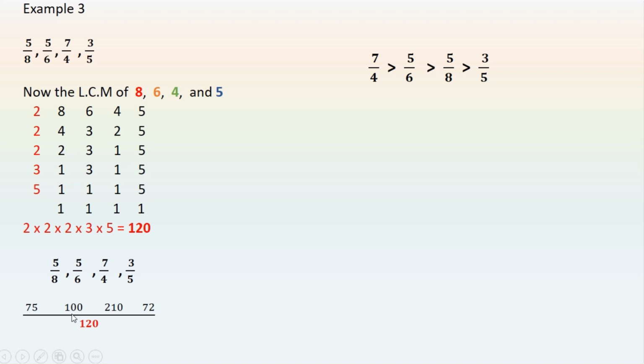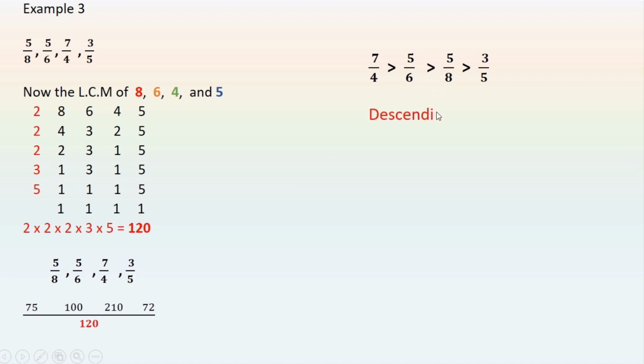So let's look at the first one. The first one is 75. 75 goes for 5 over 8. 100 goes for 5 over 6. 210 goes for 7 over 4, and 72 goes for 3 over 5. So if you look at this arrangement, one may ask, are they in ascending or descending order? Now 7 over 4 goes for 210. So this arrangement is called descending order.